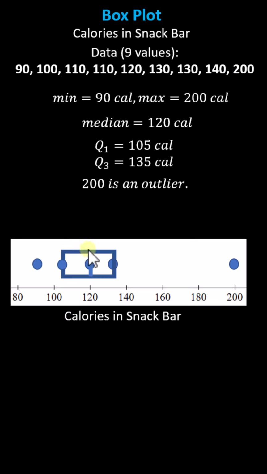And now we create the two tails. On the left, we have a tail from Q1 to the min, or 105 to 90. And then on the right, because we have an outlier, we're not going to sketch a tail from Q3 to the max. The data value before 200 is 140, so the tail on the right is only going to go from Q3 to 140, and then we leave the outlier as a single point on the right.